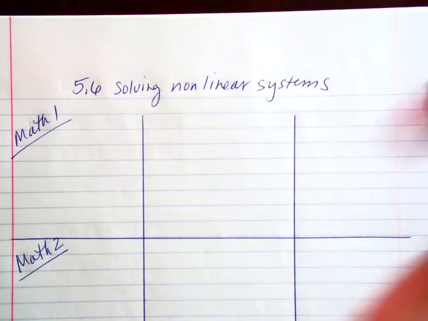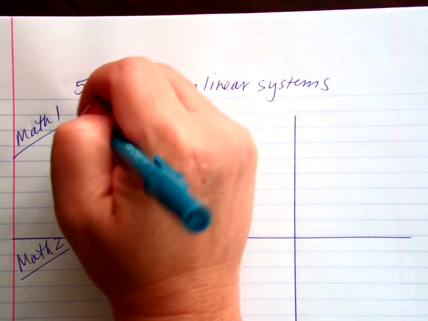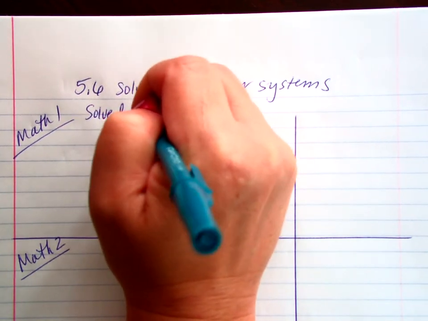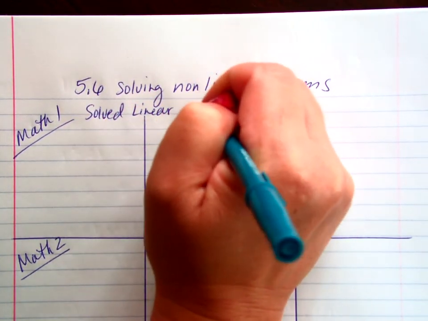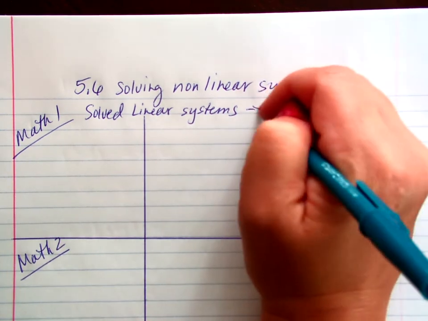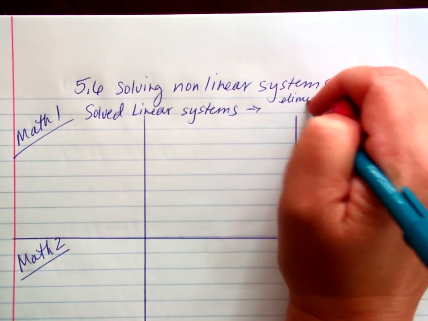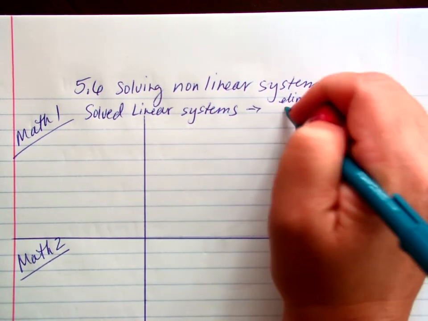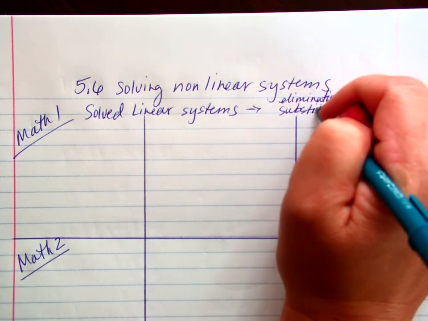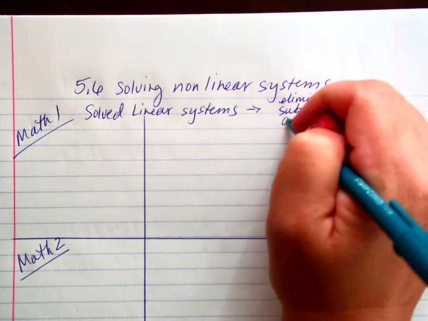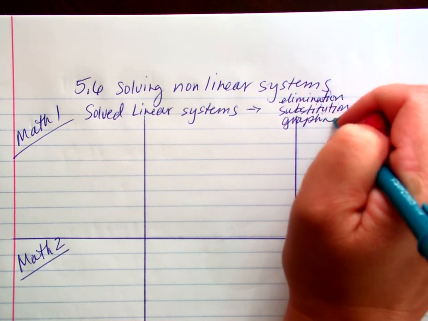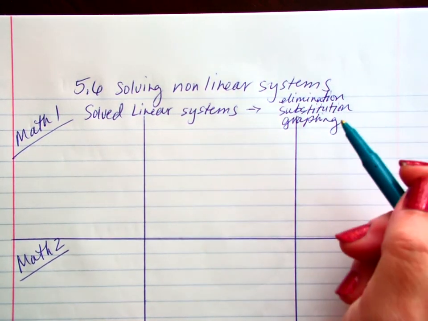Okay, in Math 1, we solved linear systems. We solved them by elimination, substitution, and graphing. Those were our three methods of solving linear systems.